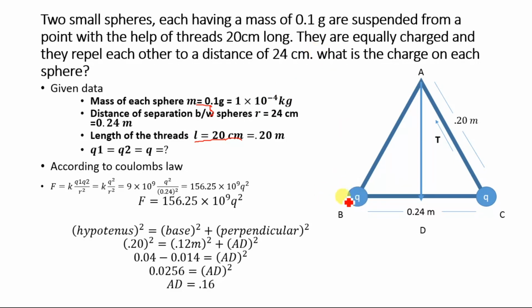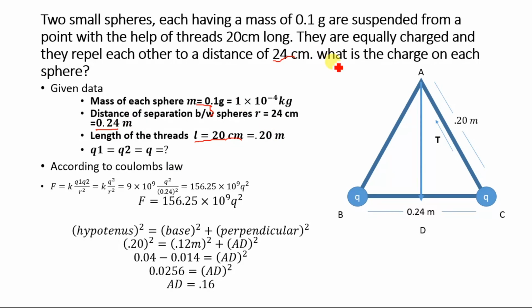Now both of these spheres are equally charged, and both of them have the same charge because these charges repel each other, and the distance of separation between these two charges is given as 24 centimeter. Converting this 24 centimeter into meter, we will get R is equal to 0.24 meter. Dividing this 24 centimeter by 100, we will get 0.24 meter. Meter is an SI unit.